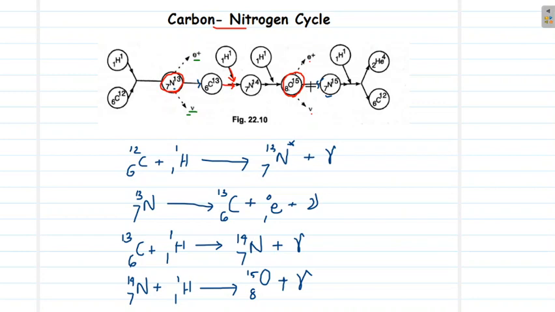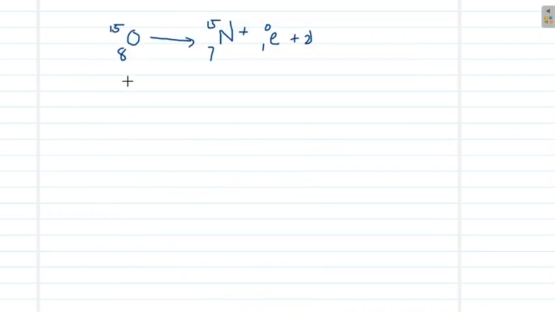Now we have 7N15 in the reaction process, and what will happen? It will combine with another proton, and in that reaction a carbon nucleus and a helium nucleus will be formed. Written as a reaction, it will be 7N15 combining with a proton to form a carbon nucleus 6C12 plus a helium nucleus 2He4.